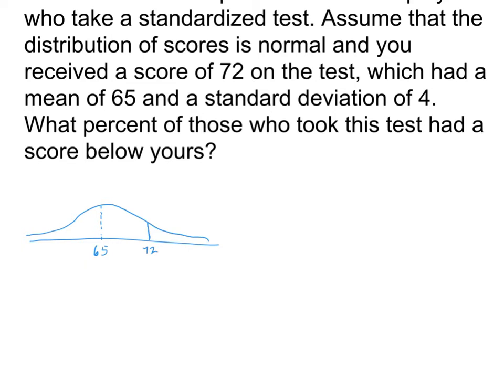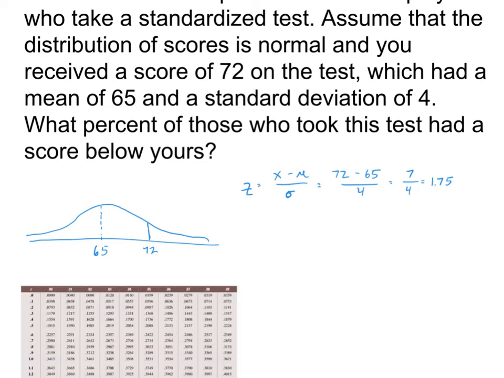We do that first by finding the z-score. So we're going to write down the formula: z equals x minus mu over sigma. x is my data point, in this case your test score, mu is the mean, and sigma is the standard deviation. So x, my score, 72, minus mu, the mean, 65, divided by 4. 72 minus 65 is 7, over 4 is 1.75 when you type that into your calculator.